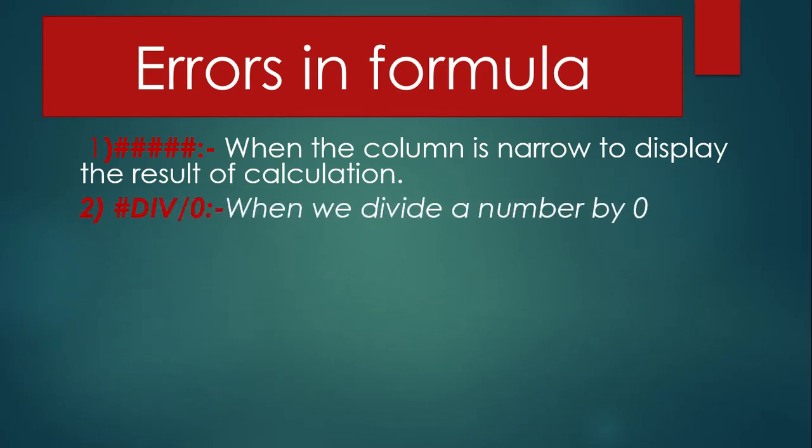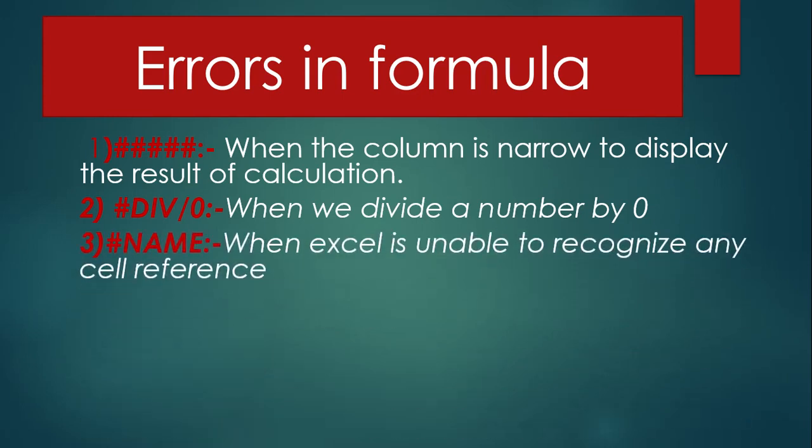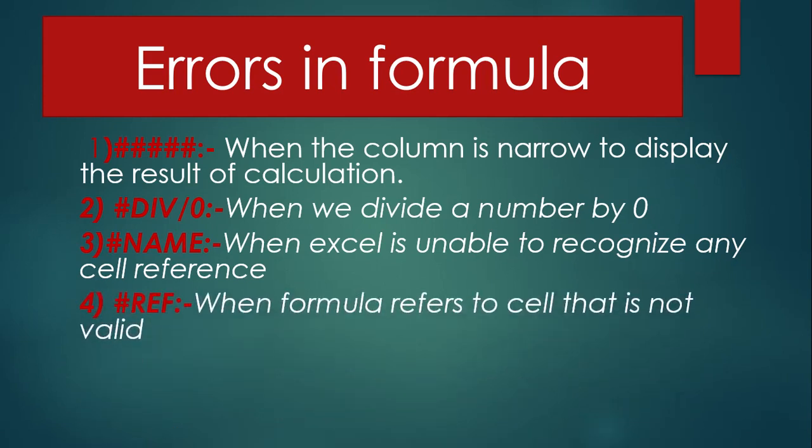Second point is hash division by 0. So when we try to divide any number by 0, then in that case Excel generates hash division by 0 error. Third point is hash name error. So when Excel is not able to recognize any cell reference or any cell address, then in that case it generates hash name error.